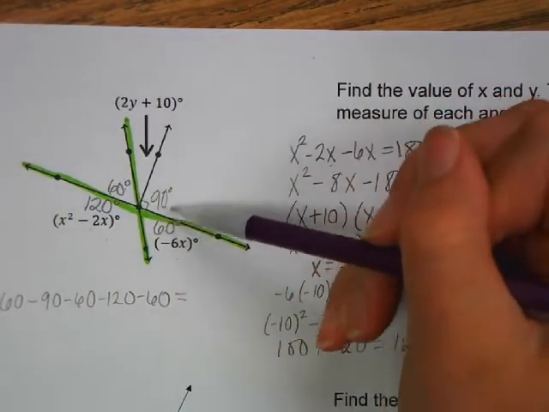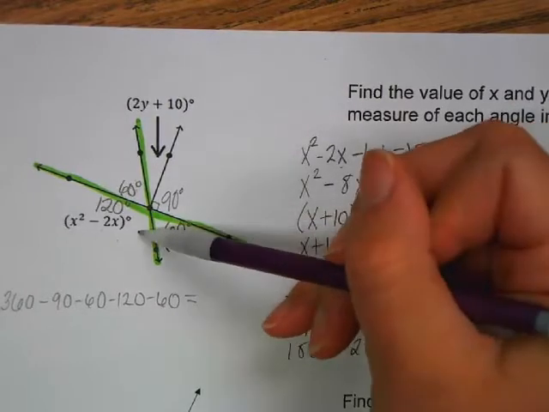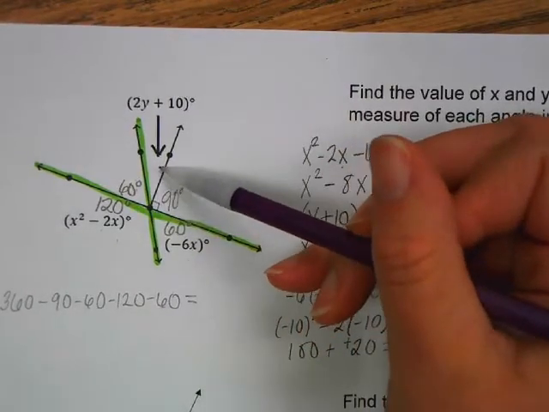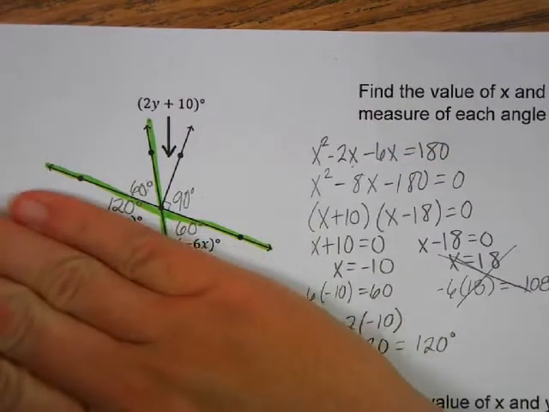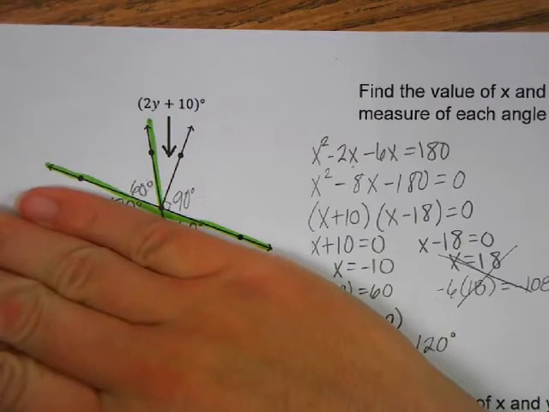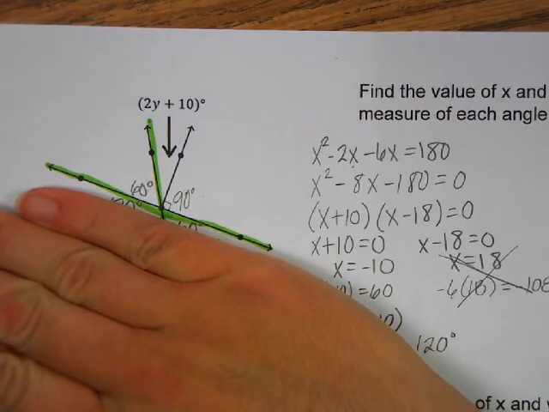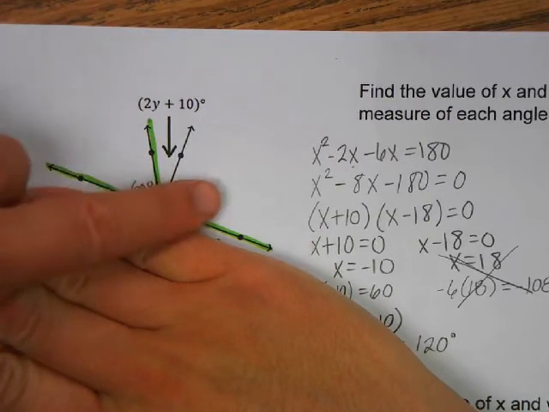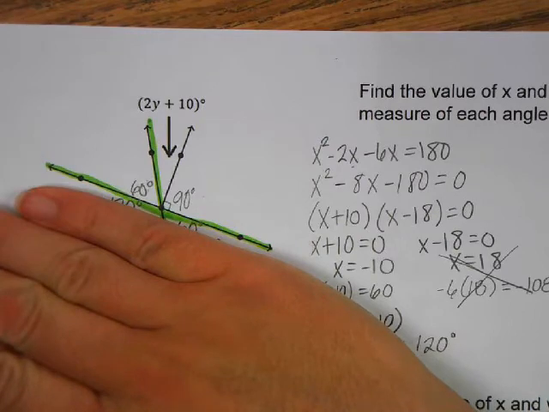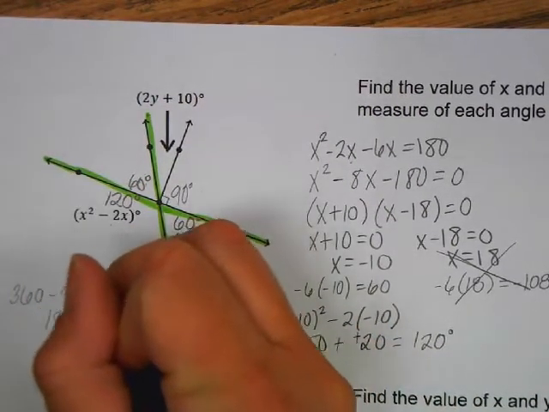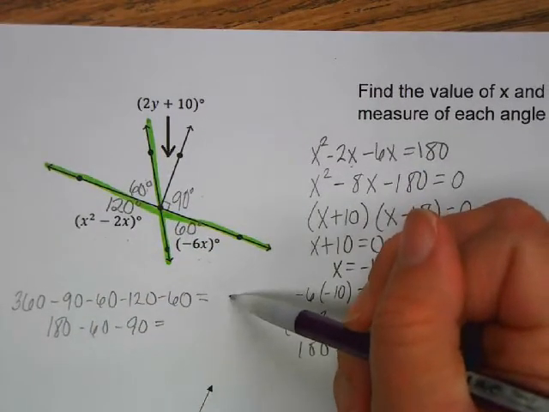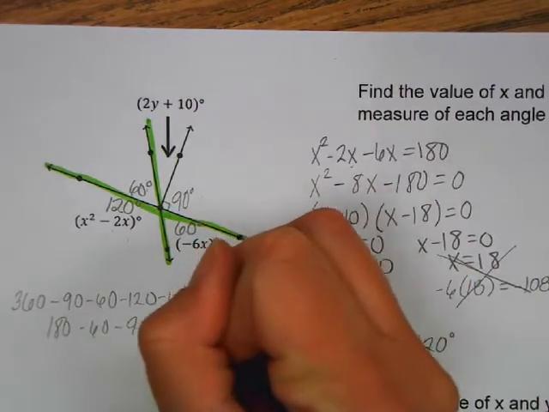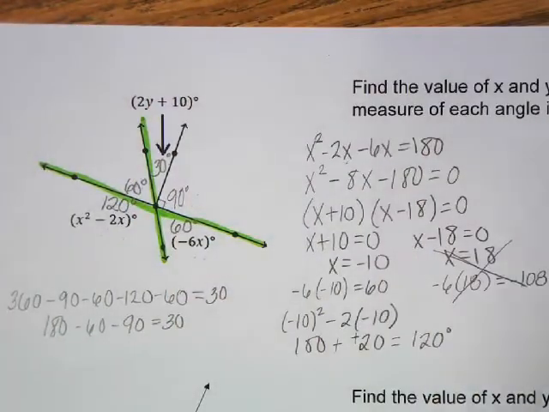So again, I could treat this as one big circle and subtract all of the known values from 360, and that will give me the missing piece. I could also cover up half of the diagram and realize that those three angles form a straight line, and a straight line is 180. So I could subtract 60 and 90 from 180, and that will also give me that missing piece. Either way you approach this, you're going to get that that missing angle is 30 degrees. So this missing angle is 30 degrees.